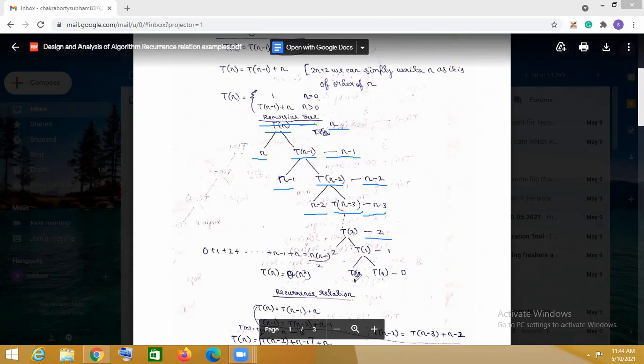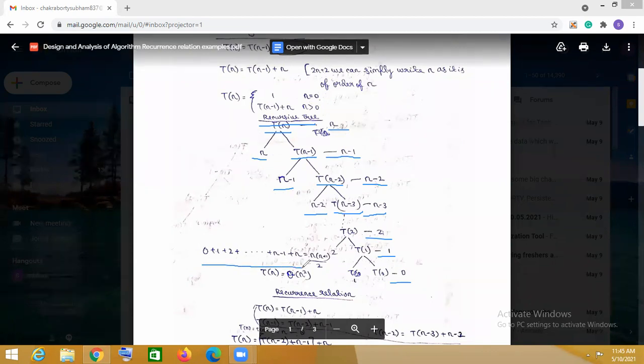When it is t1, that means one is printing, so it will take 1 time. And when it is t0, it is not printing anything, so it will be 0. Now if we add this total time, 0 plus 1 plus 2 plus up to n minus 3 plus n minus 2 plus n minus 1 plus n, then what will it become?